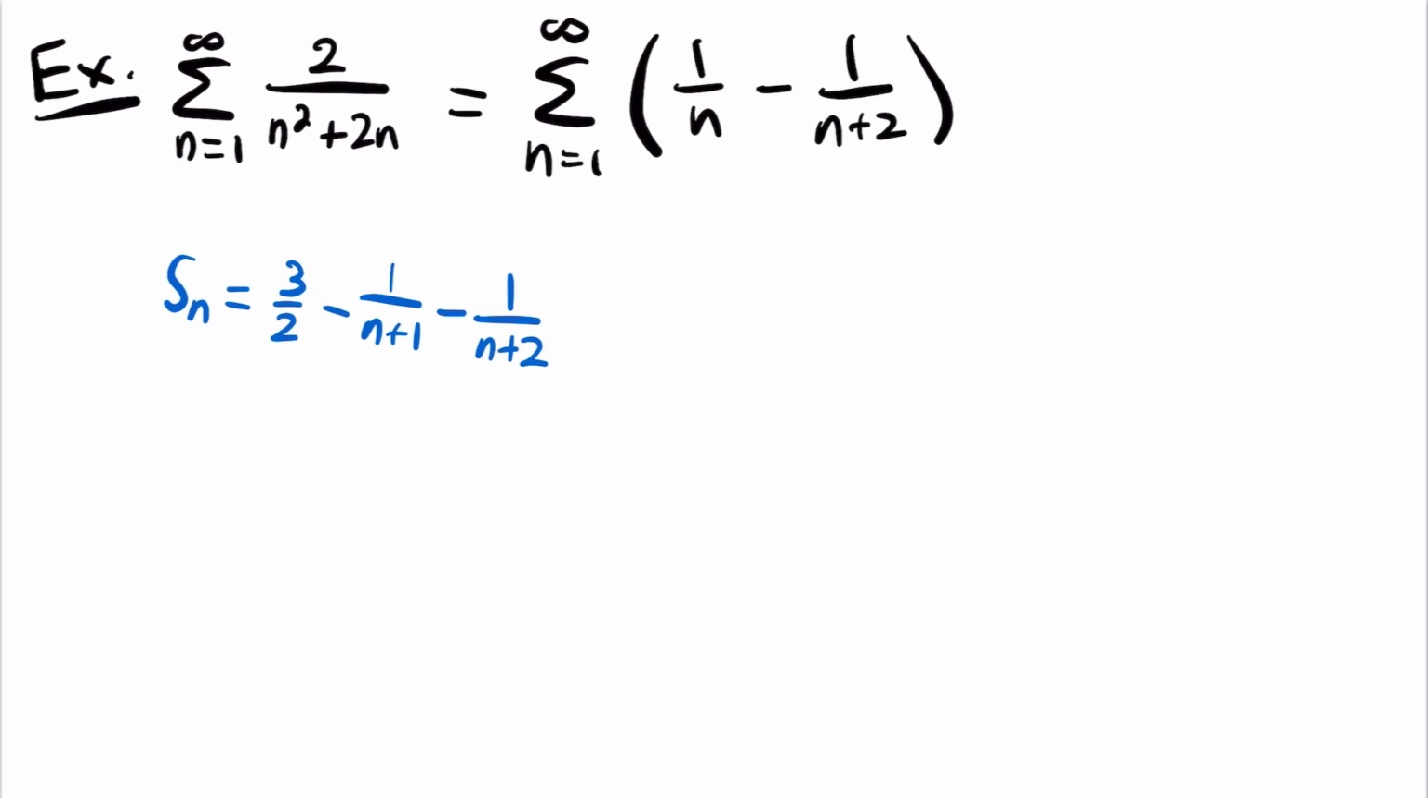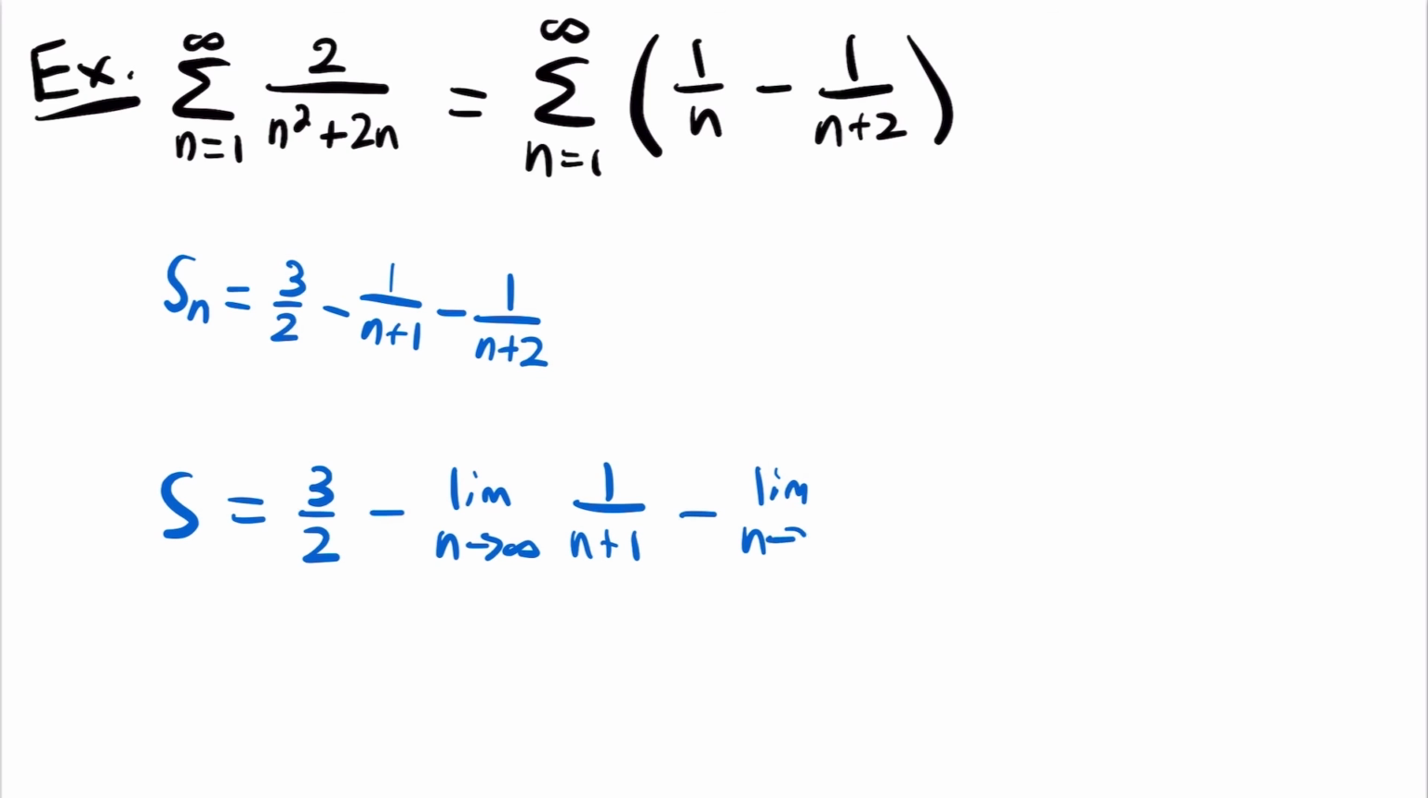And so if we do that, we will have that the sum is equal to 3/2. The limit of a constant is just the constant. And then we'll have minus the limit as n approaches infinity of 1 divided by n plus 1 minus the limit as n approaches infinity of 1 divided by n plus 2.